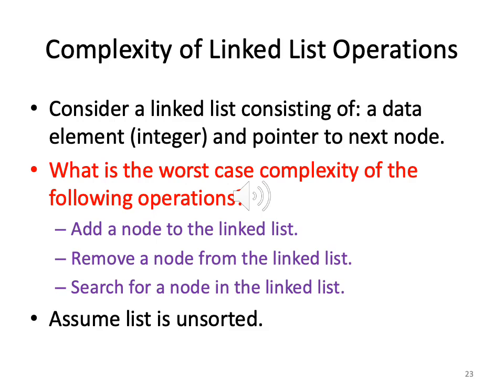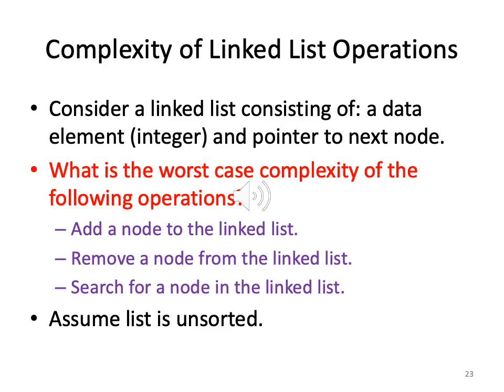So for example, in the case of a binary tree, we saw that each node has an int value, and instead of one pointer, it has two pointers: a pointer to the left child and a pointer to the right child. Now coming back to the complexity of linked list operations, consider a linked list consisting of a data element, which is an integer, and a pointer to the next node.